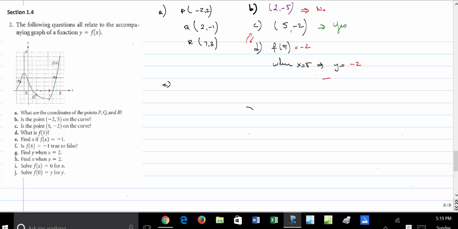And E, find x if f of x is equal to negative 1. So this means if y is equal to negative 1, x is equal to, so I'm looking for y equal to negative 1. Comes back here, and x is equal to 2. So f of 2 is equal to negative 1. And F, is f of 4 equal to negative 1, true or false? When x is 4, is y negative 1? 1, 2, 3, 4. Y is actually negative 2, so it is false.